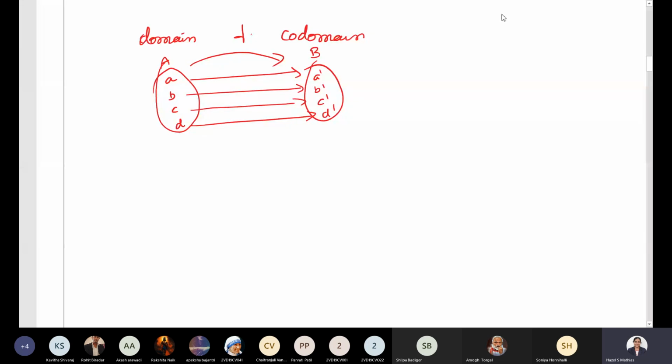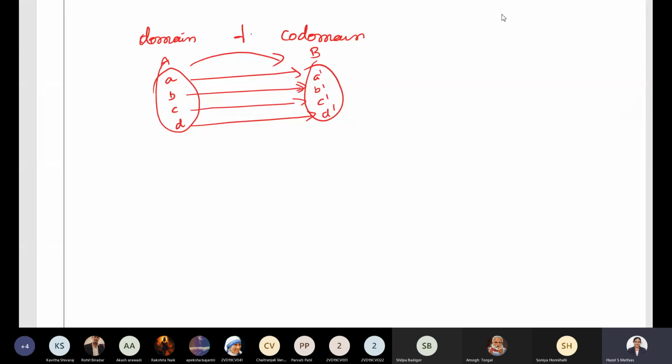We can define a function only in such cases where a unique element of A is mapped to a unique element of B. You cannot have two images for a single element. That means A cannot be mapped to one more element. Then it is not a function. This should not happen. Every element of A must have a unique image in B.